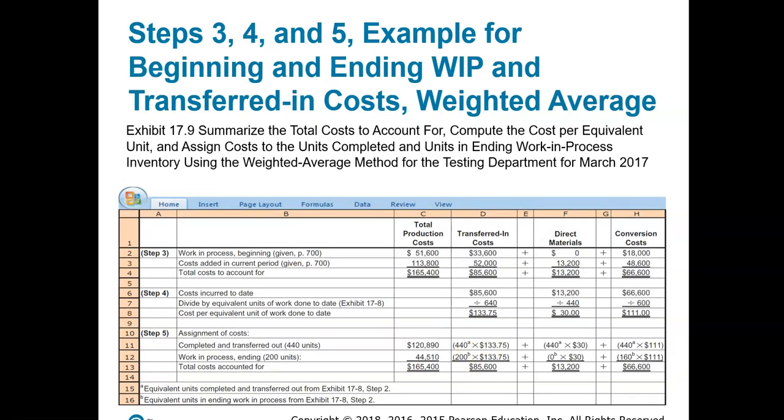Now, let's go to step 3. Step 3 is the same under the weighted average method. We're taking our work in process beginning costs, adding to that costs added during the current period. That would be the dollar amount of the inventory that was transferred in to get total cost to account for.